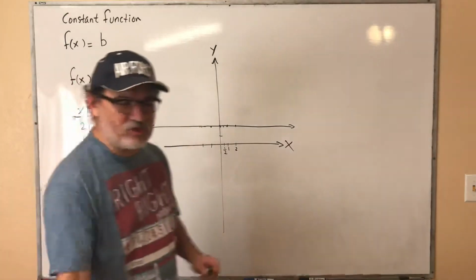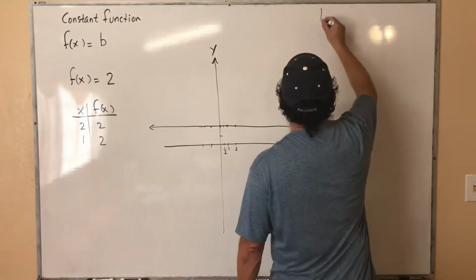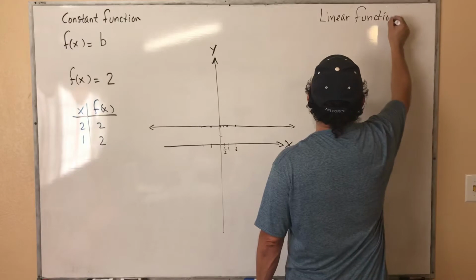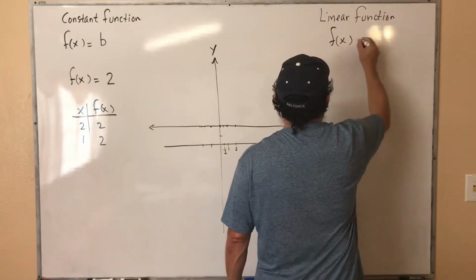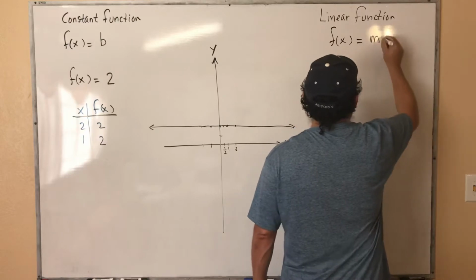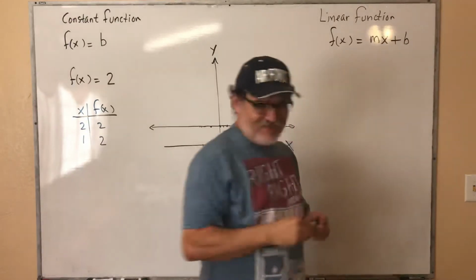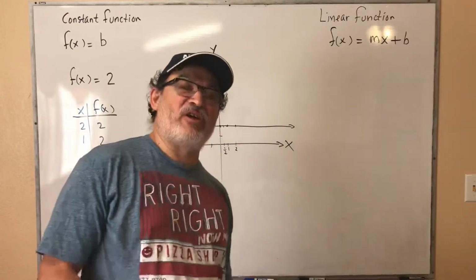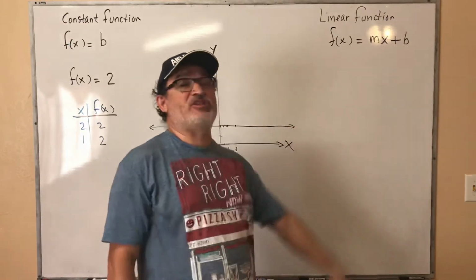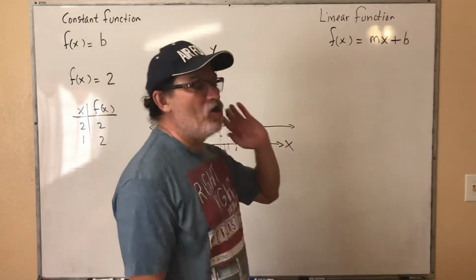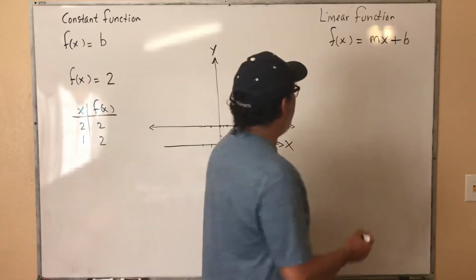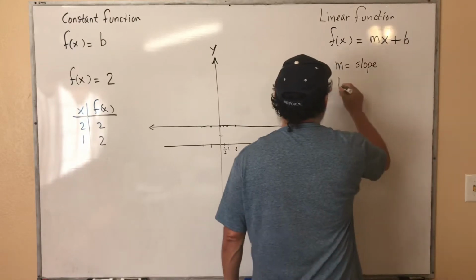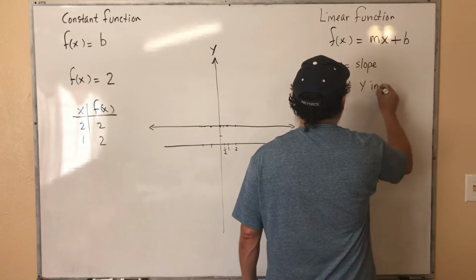Here, I'll write the linear function right on this side. Linear function is f of x equals mx plus b. That's a linear function. Note, m stands for the slope, and b is a constant. It's a number. We call b the y-intercept. So m is the slope, and b is the y-intercept.